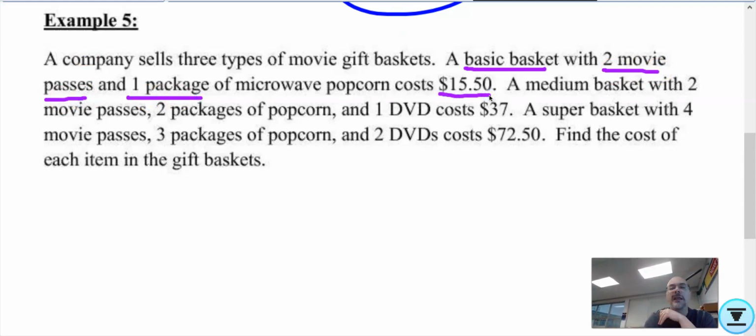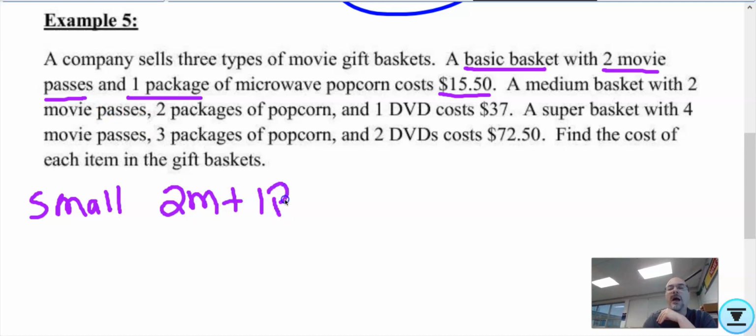Okay, I'm going to label that as a small basket. So let's see, I'm going to use M for movie and P for popcorn. So 2 movie passes plus 1 package of popcorn is going to equal $15.50. Okay, let's move on.